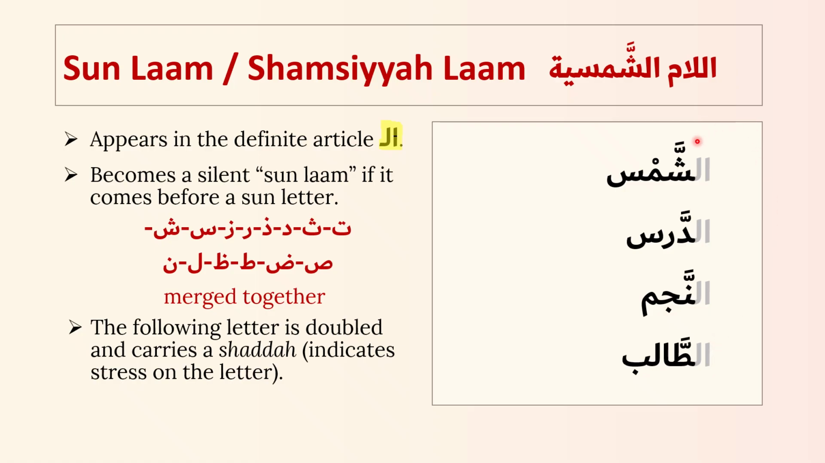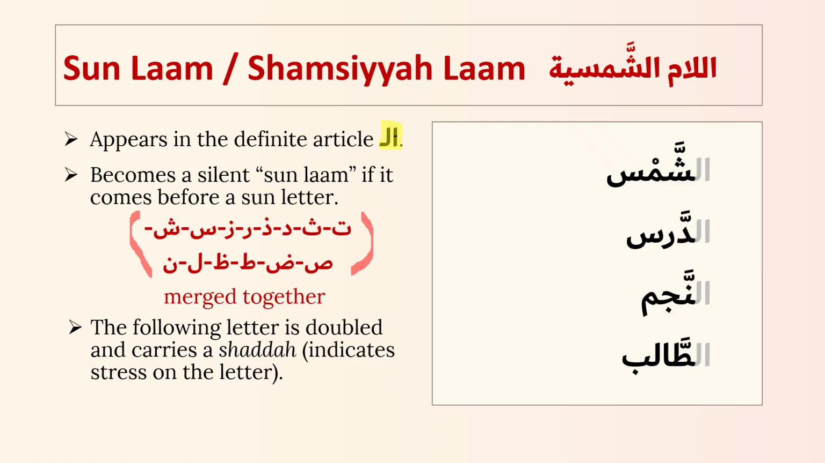Well, the Lam in the Arabic definite article is in some cases silent, but that's only when it's followed by a sun letter. Now, these are the 14 Arabic sun letters. So half the Arabic alphabet are sun letters, and the other half are called moon letters. And why are they chosen? They're chosen because they share an articulation point with the Lam. So they're pronounced at the tip of the tongue, the same articulation point.